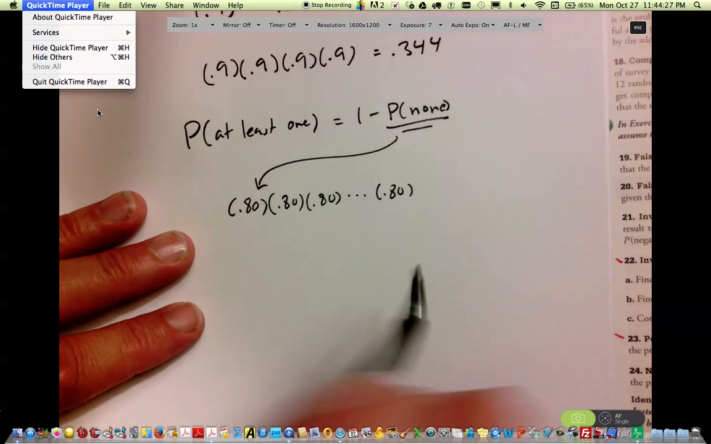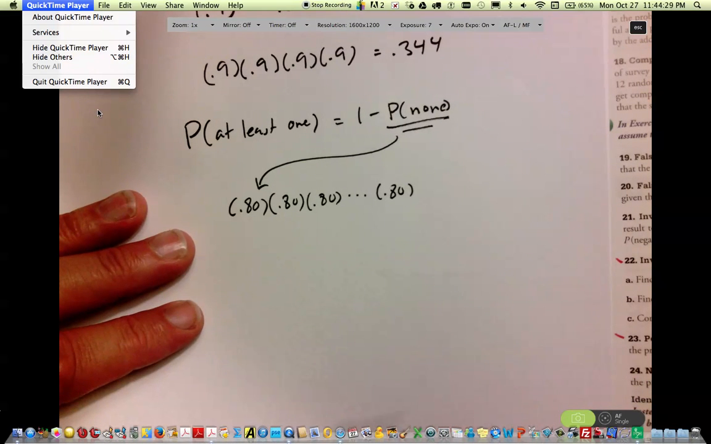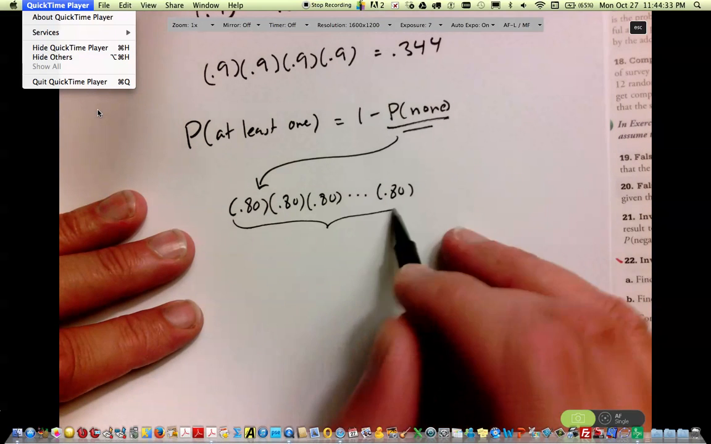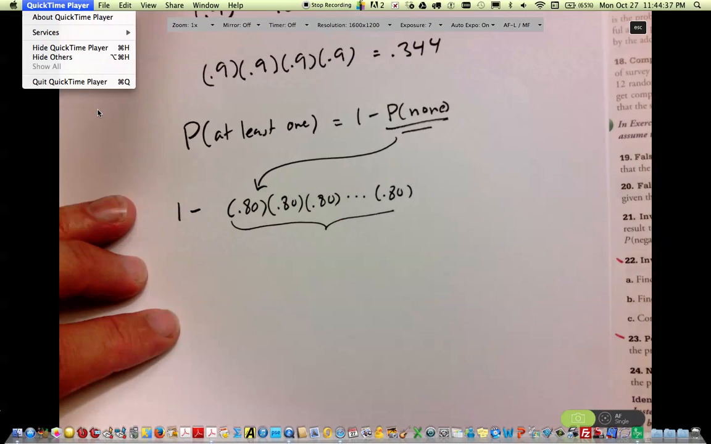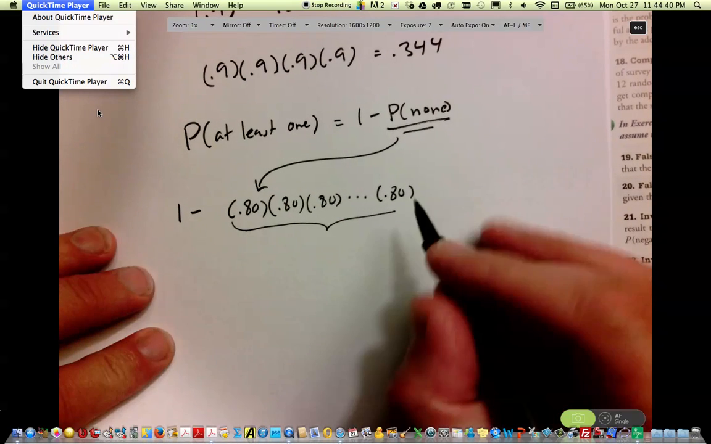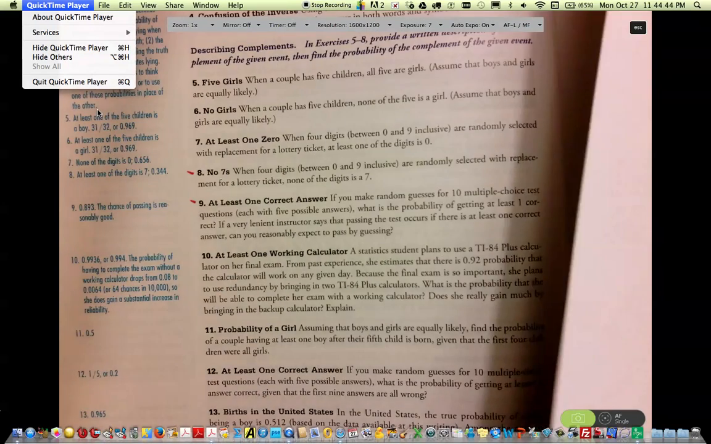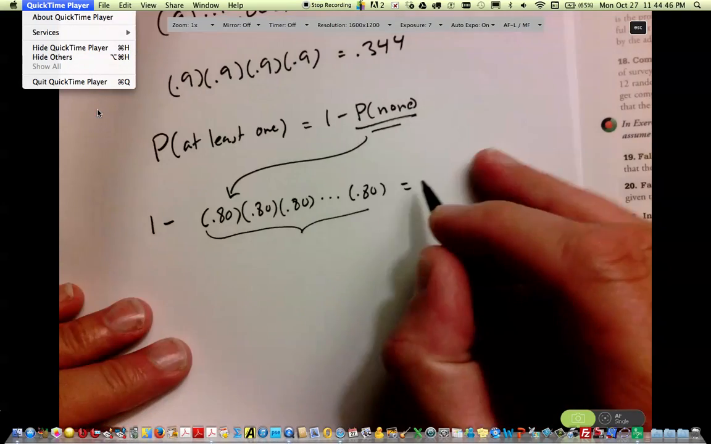And these are all independent. Getting the first one right doesn't change the probability of getting the next one right. So all of this is going to be the probability of getting none of them right. And then if I take 1 minus that, that's going to give me the answer that I'm looking for. That answer ends up being about 89.3%.